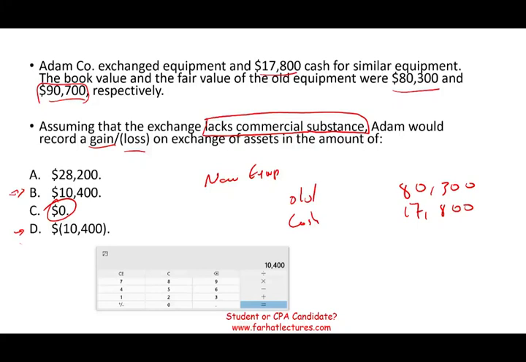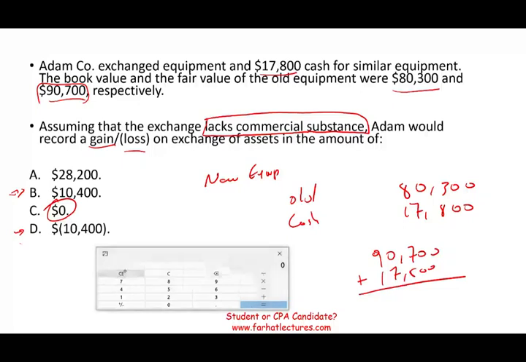The new value is going to have what's called a deferred component. What do I mean by deferred component? Let's take a look at what we gave up. We gave up 90,700. We gave up cash of 17,800. Let's add those up: 90,700 plus 17,800 gives us 108,500. And I can assure you, if you put 108,500, the entry will not balance. As you can tell, 80,000 plus 17,000 is not equal to 108.